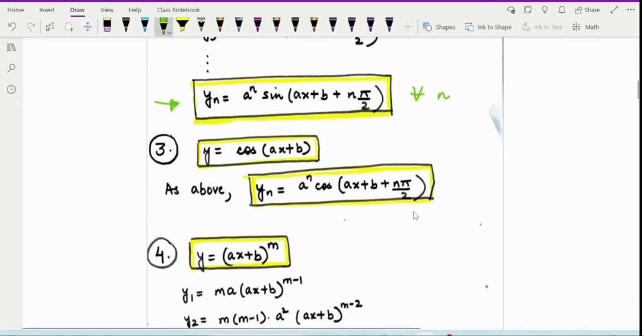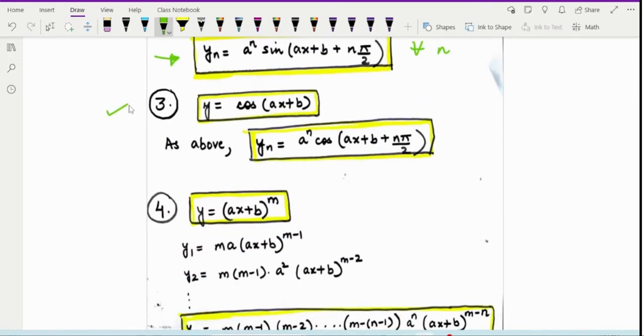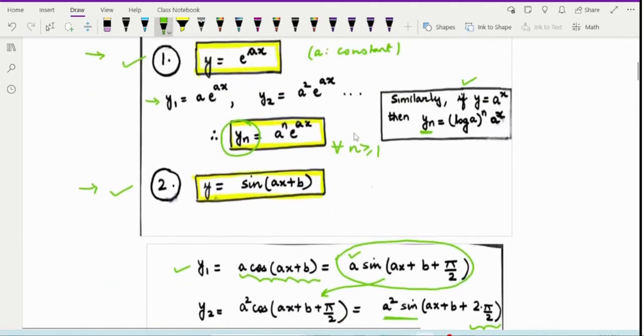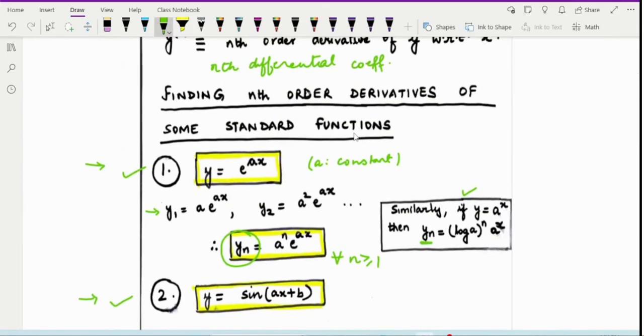Similarly, on the same lines, we can find out the nth order derivative of cosine of ax plus b also, because it's also going to follow a similar pattern, and we can very easily derive that the nth order derivative of cos ax plus b is a to power n cos ax plus b plus n pi by 2. So these are the three easy ones where observing a pattern is very elementary.